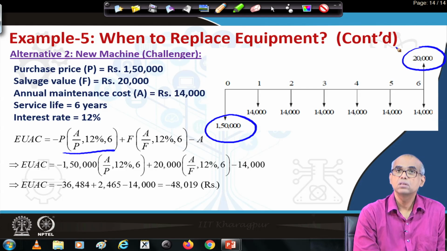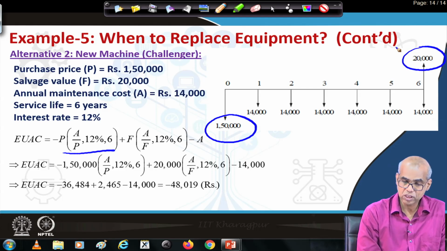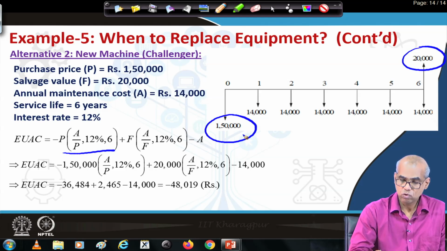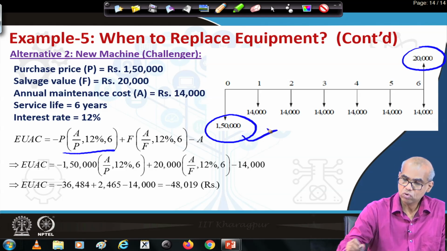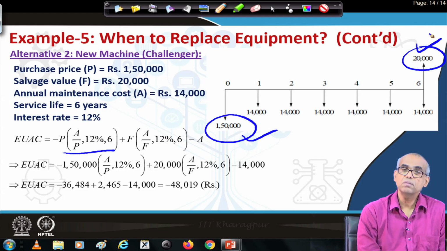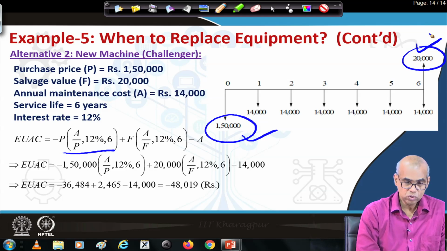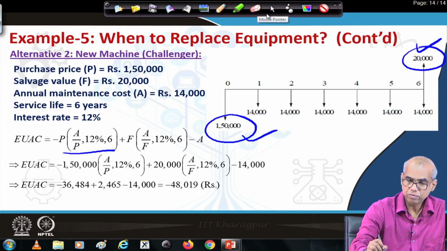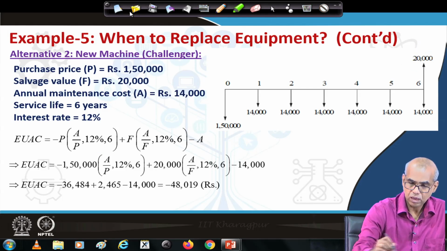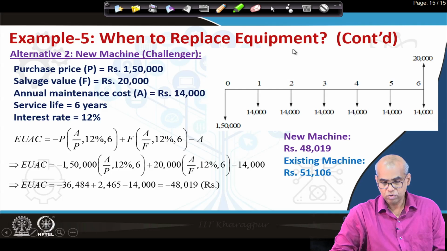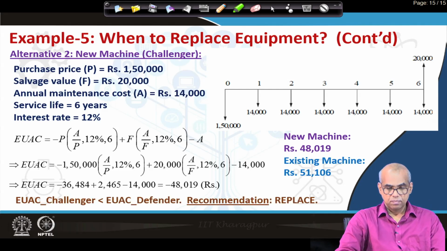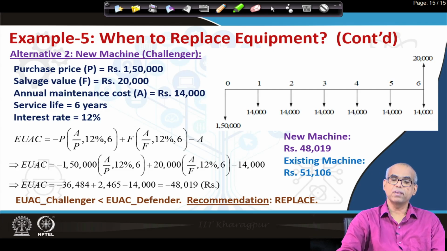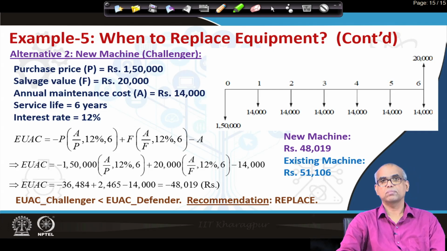This is also annualized over a 6-year period with 12% interest, while 1,50,000 is a negative cash flow, rupees 20,000 is a positive cash flow. So, if we compare the equivalent uniform annual cost for both the machines, we find that the equivalent uniform annual cost for Challenger is less than that of Defender. So, the recommendation will be you replace the existing machine with the proposed new machine.